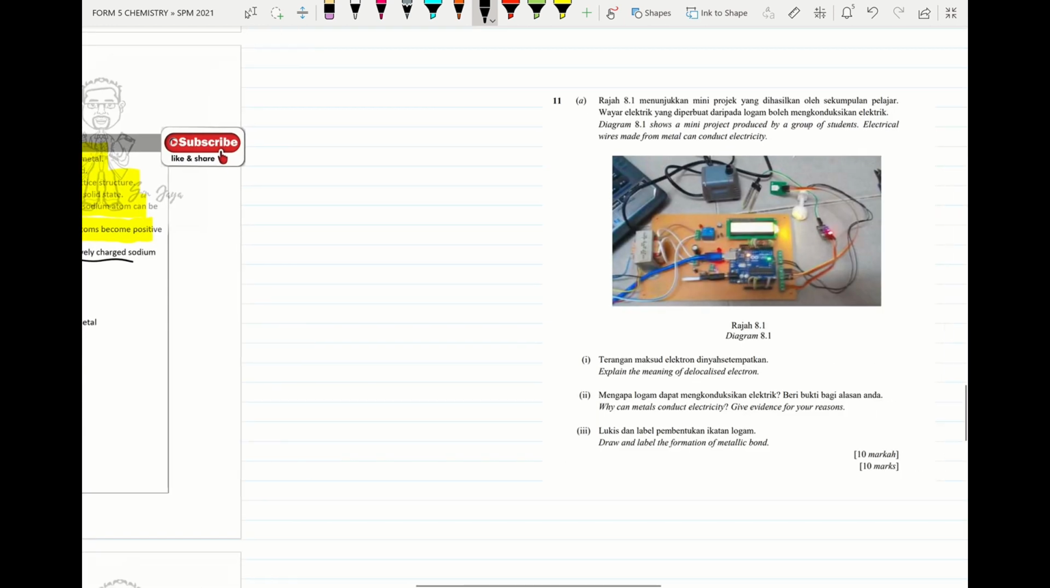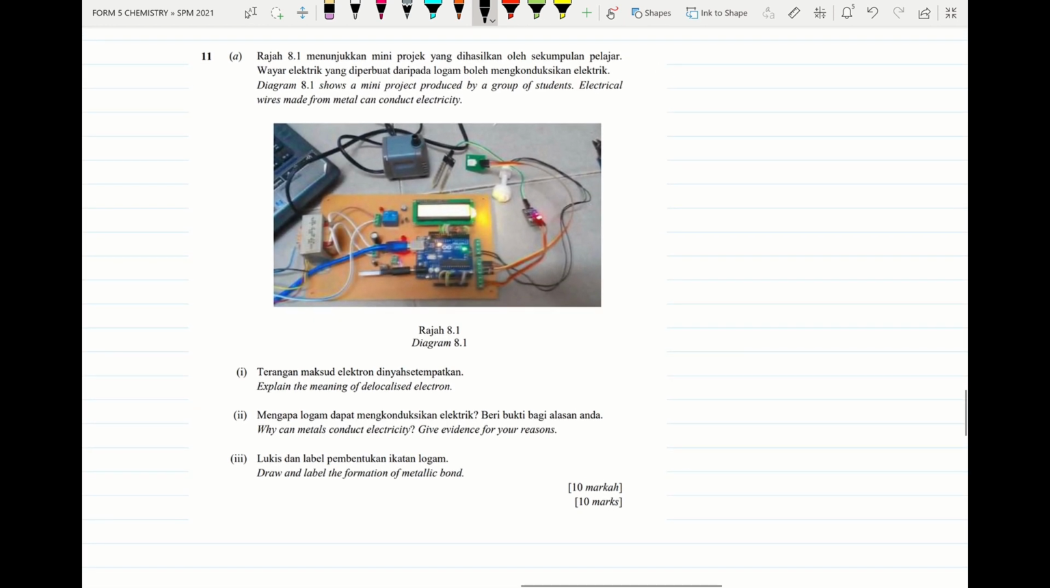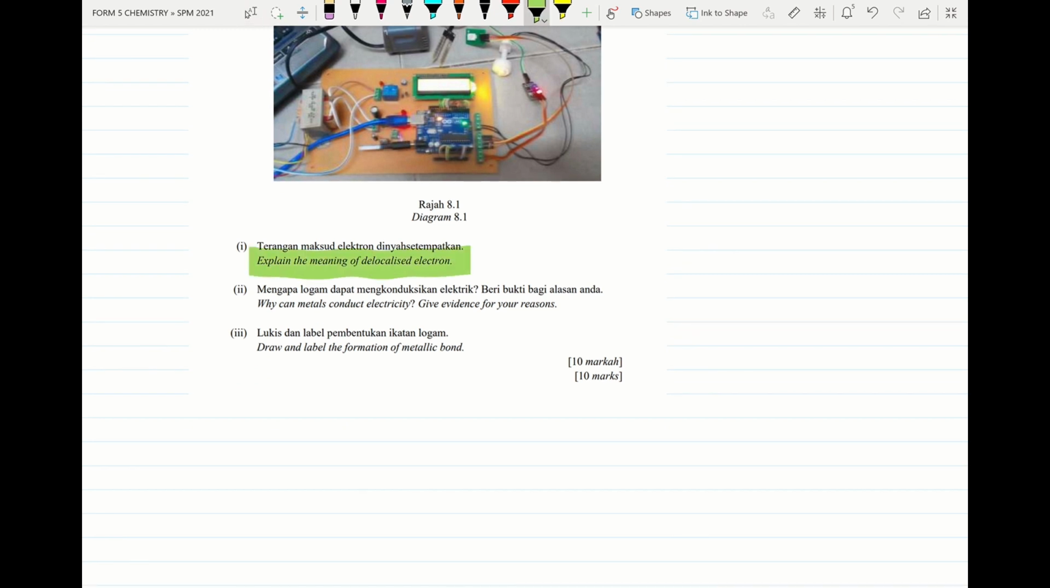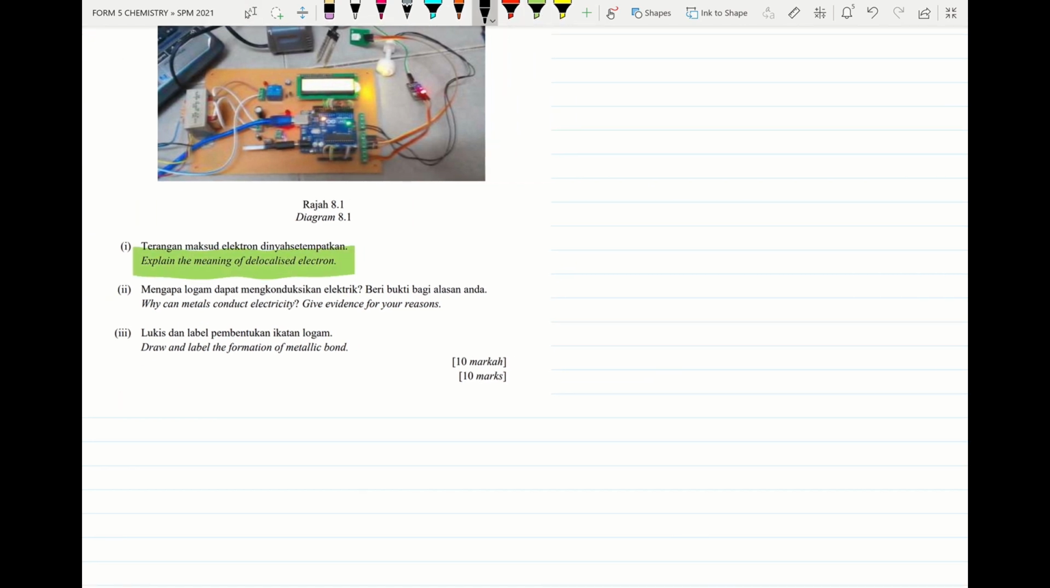We try to check an example of a question. Look at this question, we try to read it. Diagram 8.1 shows the mini project produced by a group of students. Electrical wires are made up of metal. So here the metals exist in solid state. Alright, so we move on to explain the meaning of delocalized electron.